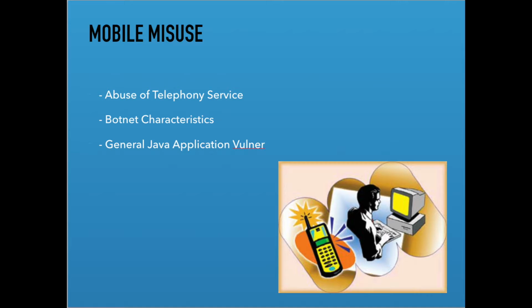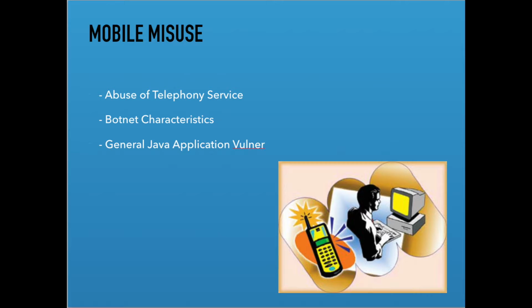The following are examples of mobile misuse. Abuse of telephony services, such as telemarketers or receiving texts from numbers that you don't have saved, are examples of smartphone malware that has sent SMS messages to premium rate numbers. Botnet characteristics. PC botnet clients historically use non-HTTP ports and protocols for command and control. We can examine Socket for suspicious behavior in these circumstances.